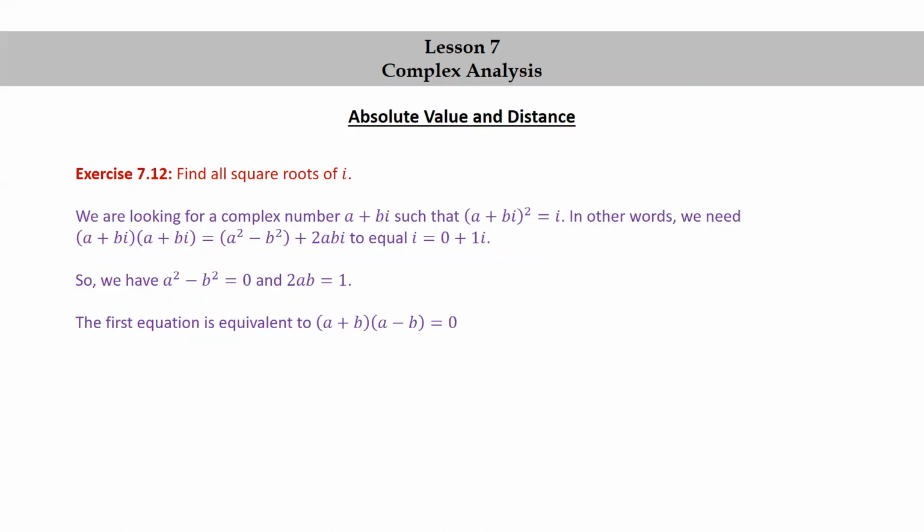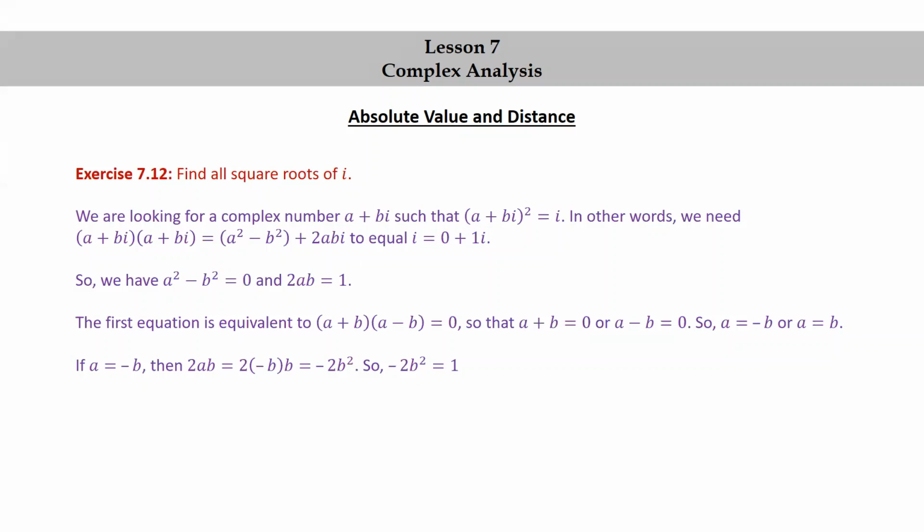The first equation is equivalent to a plus b times a minus b equals 0, so that a plus b equals 0 or a minus b equals 0. So a equals negative b or a equals b. If a equals negative b, then 2ab equals 2 times negative b times b equals negative 2b squared. So negative 2b squared equals 1, or equivalently b squared is equal to negative 1/2. Since the square of a real number must be positive, this is impossible.